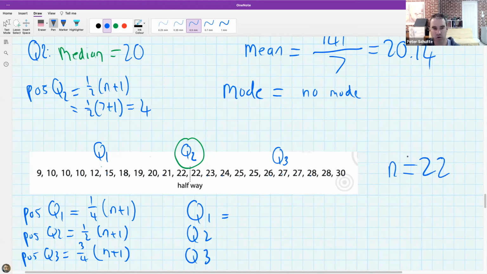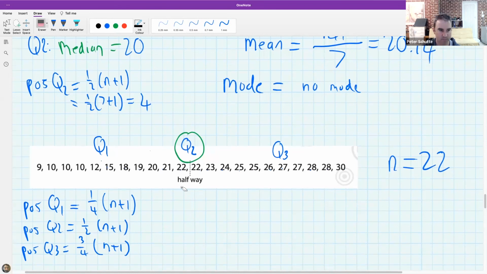I want you to try and find me the value of Q1, which we call the first quartile. It's 25% of the way through the data. See what you guys get. We're just going to find Q1 for now.